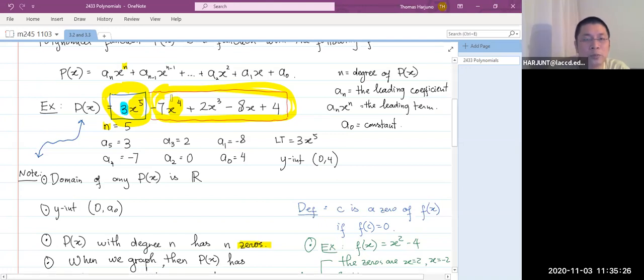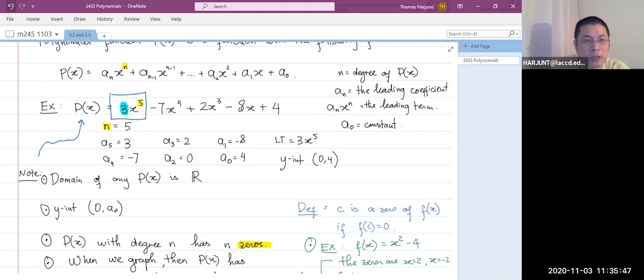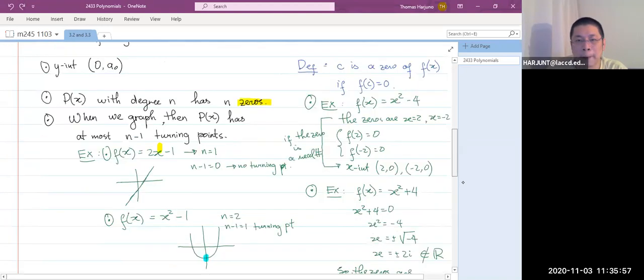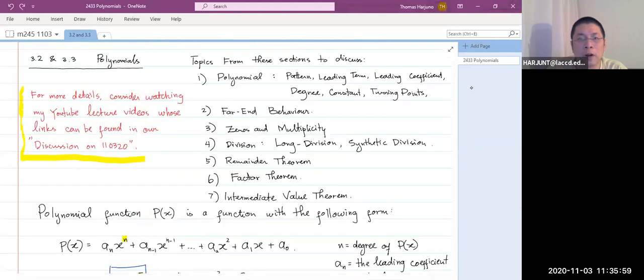Just try to imagine, if you plug in big numbers, like x equals 10,000, then you will see, even though this gives you big numbers, it is still not as big as the one we get from here. It has something to do with domination. Likewise, when you plug in x going to negative infinity, it will also behave the same way. Now that's for far ends behavior.